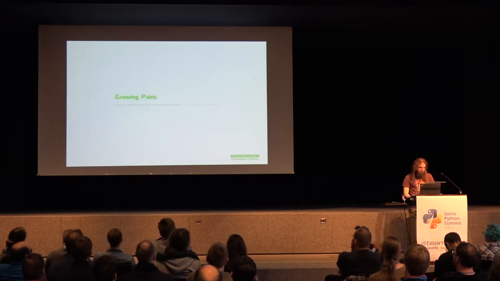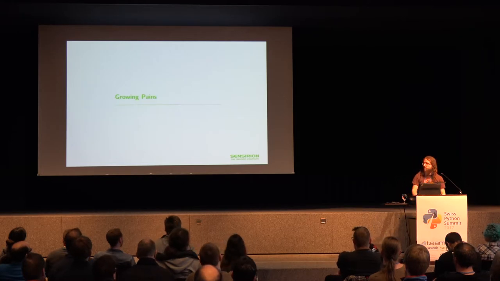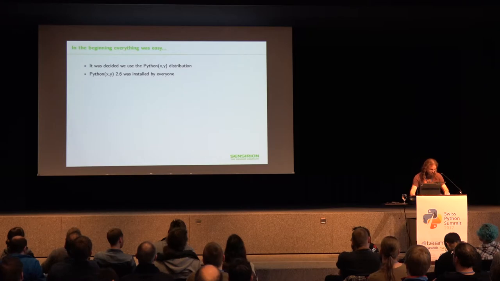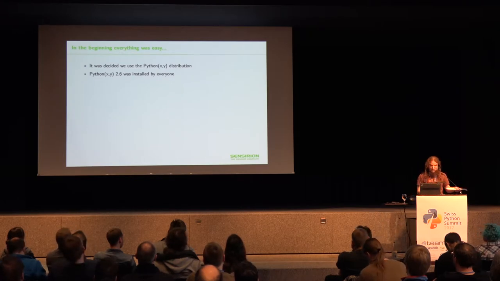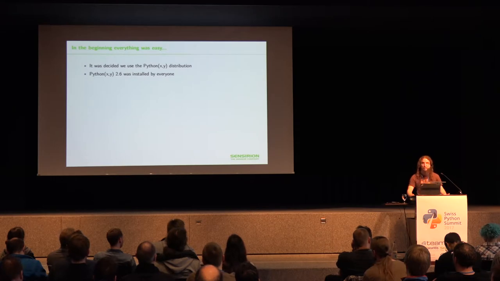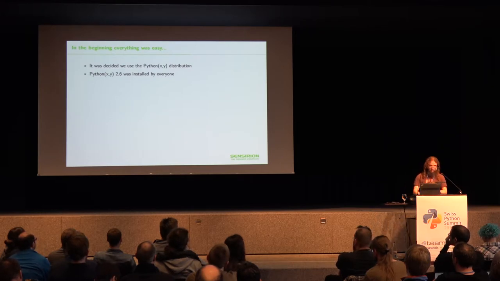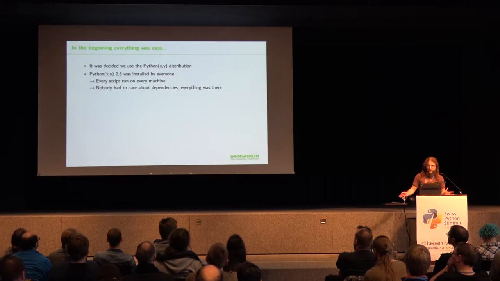So let's go a step further. Python usage was growing at Sensirion because in the beginning it was very easy. It was around 2008, and they decided, I wasn't part of the company at that time, to just use Python(x,y), which is a Python distribution for Windows in version 2.6, and install it on every machine that wants to use Python, and it comes pre-installed with libraries. So every script runs on every machine, everybody's happy, and you don't need to care about dependencies because everything is there in the distribution. So yeah, it ran really well until it didn't.